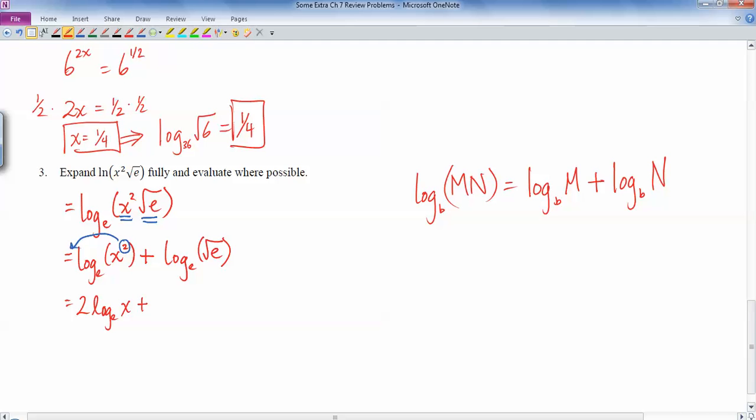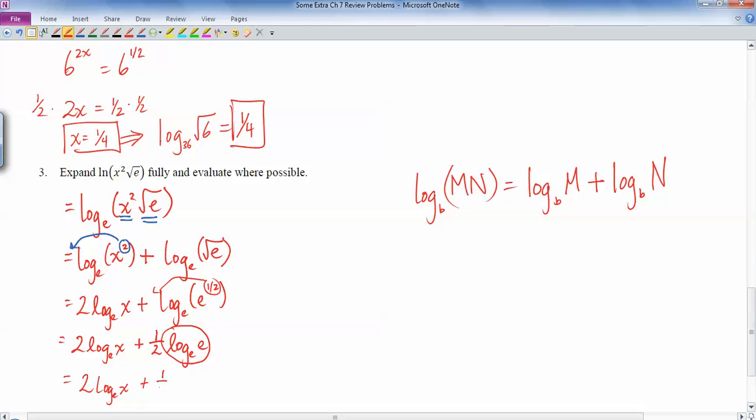And then over here, root e can be written as e to the 1/2. And then I can bring that 1/2 down in front. So this one over here, 2 log base e of x, can't really do anything else with that, plus 1/2 log base e of e. Well, the base and the thing you're plugging into the log are the same. So this is 1. So then this turns into 2 log base e of x plus just a regular old 1/2 times 1, which is 1/2. And then if you wanted to, you could switch that log base e back into ln, plus the regular 1/2 there.